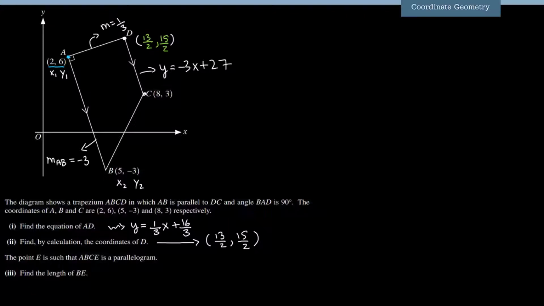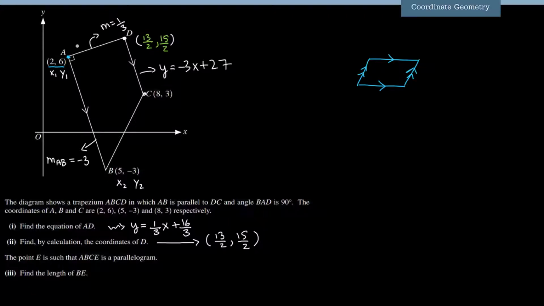Now let's look at the third part of the question. In the third part, it is told that there is some point E on this diagram such that ABCE is a parallelogram and I need to find the length of BE. Well, we know that a parallelogram looks like this. The opposite sides are parallel to each other.